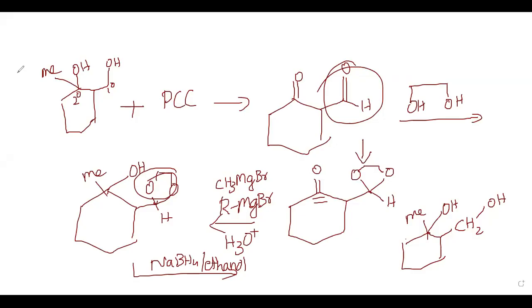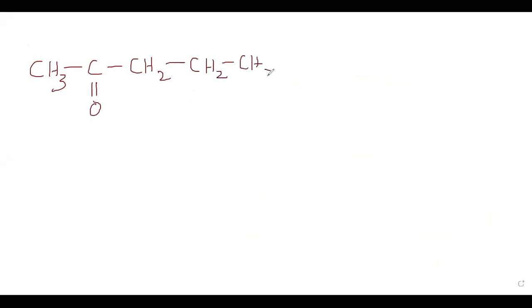So here you have 5-bromo 2-pentanone. So CH3, C double bond O, CH2, CH2, 5-bromo they have written, isn't it? CH2, CH2Br. So 2-pentanone, 5-bromo. Clear? Now what have they given? Mg is there and THF, tetrahydrofuran, is there.